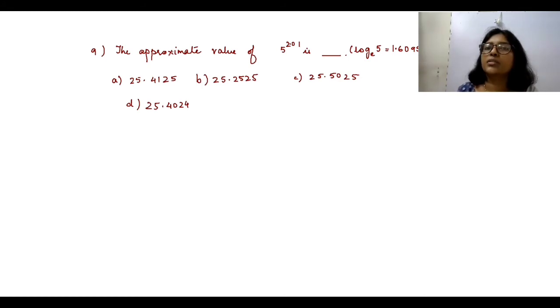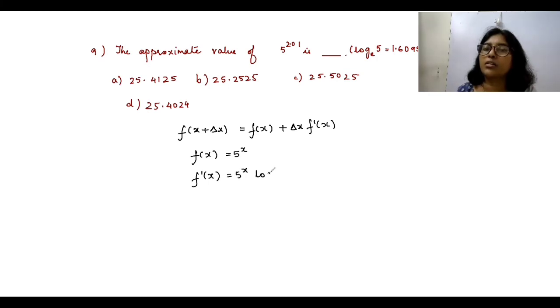Over to the next one, the approximate value we want, and the formula for finding approximate value is f of x plus delta x is fx plus delta x into f dash x. So first let's identify the function, which is 5 raised to x. So the derivative is a raised to x into log a to the base e. That's fine, we are just going to write log 5. X plus delta x is 2.01. So x we will take as 2 and delta x as 0.01.